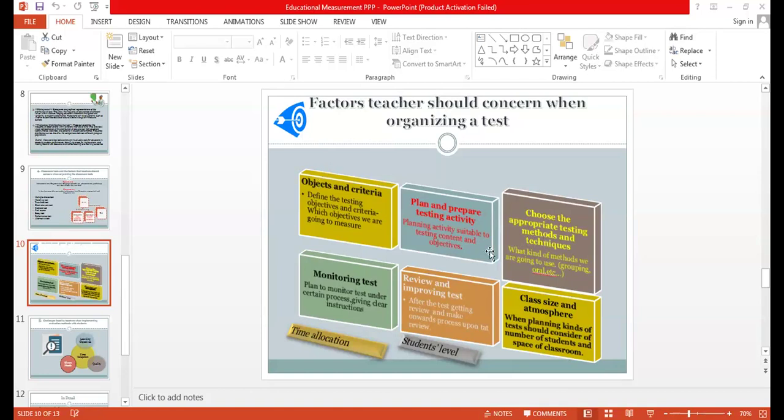When we consider all those things, we should consider our class size and atmosphere, because before we implement our test, we should consider our class size. It means how many students are there, and is there enough space to conduct our test? We should consider that.